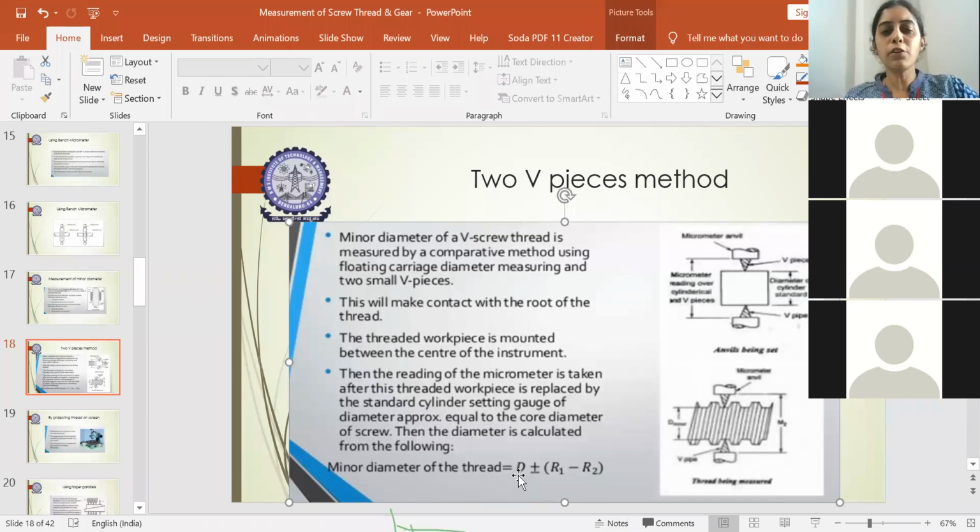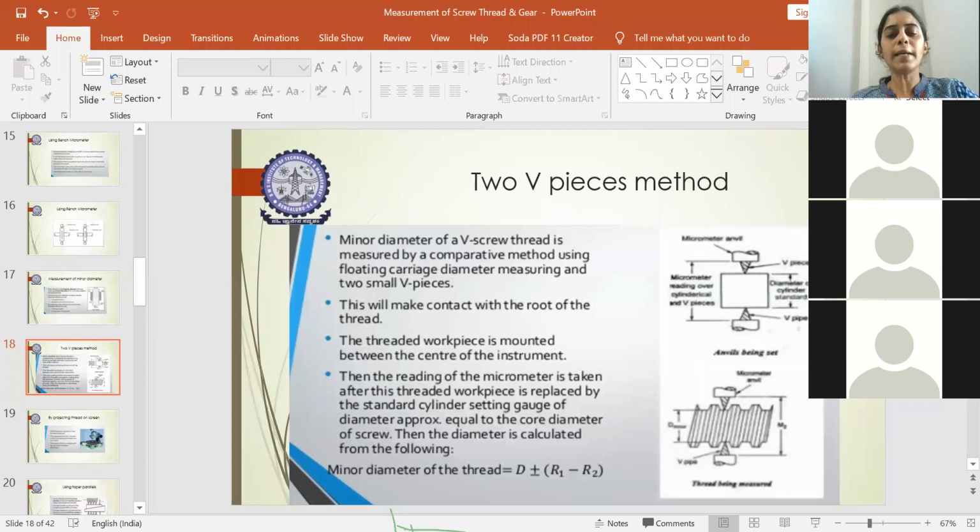So the value of D is equal to plus or minus R1 minus R2. This is how you determine the minor diameter by the 2V piece method. Ma'am, can you repeat what R1 is and what R2 is? See, R1 is the minor diameter you get with respect to the cylindrical standard.